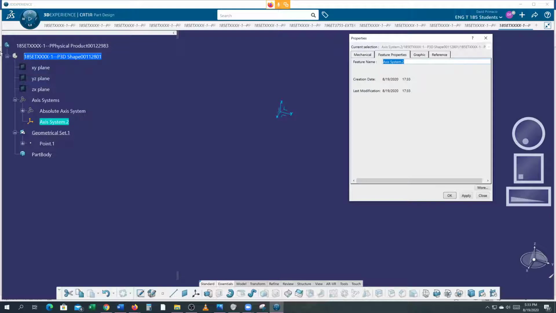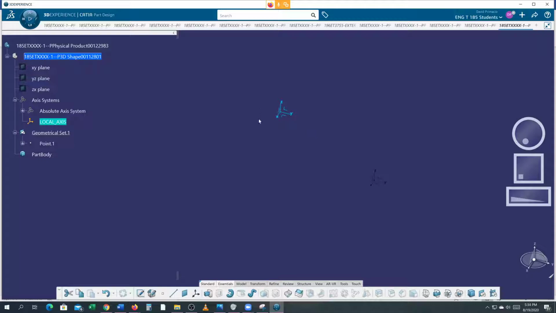So I can call this local axes, and this axis is now sitting at 10, negative 10, and 15 in the X, Y, and Z, or 10 in station, negative 10 or left buttock line 10, Z 15 or water line 15. And that's where my axis is sitting right now at that location. And that's the axis you want to build on.